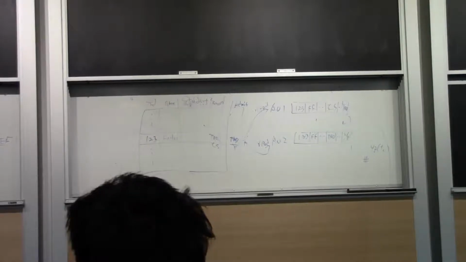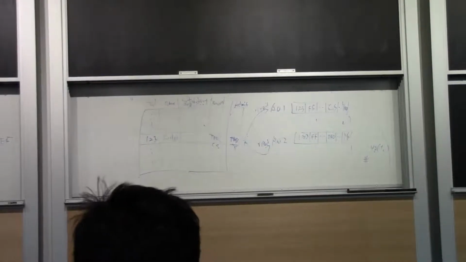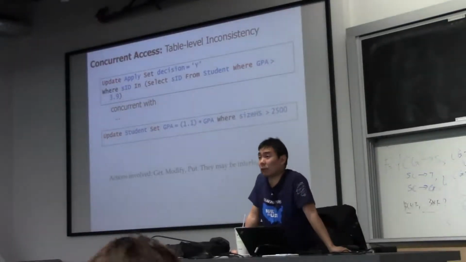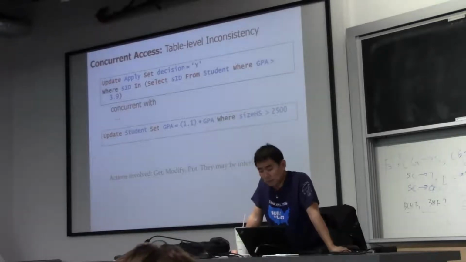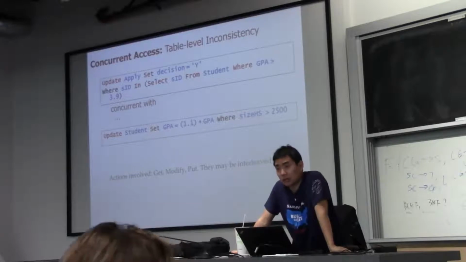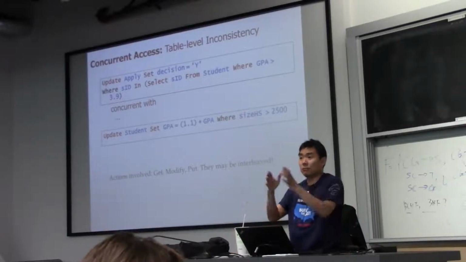And you may also have table level inconsistency. This is even worse, right? Let me finish this and I'll take you worse. And this happens all the time actually in practice. Very, very common, okay? I'm gonna update the apply table and update the decision to yes from undecided.